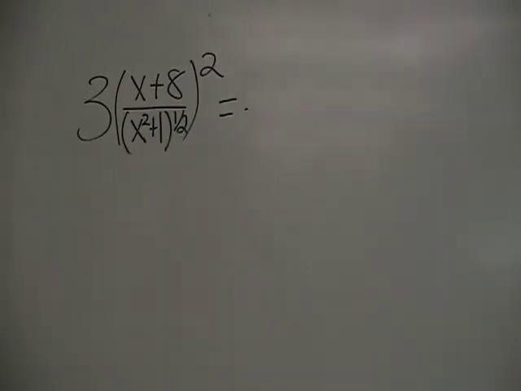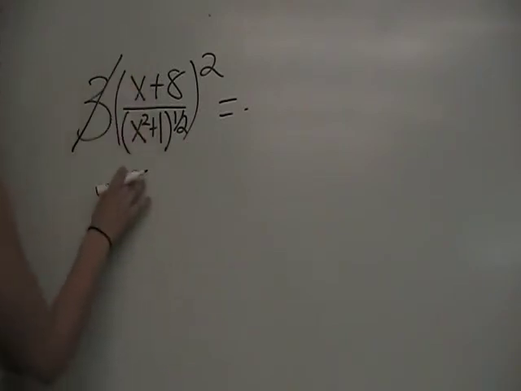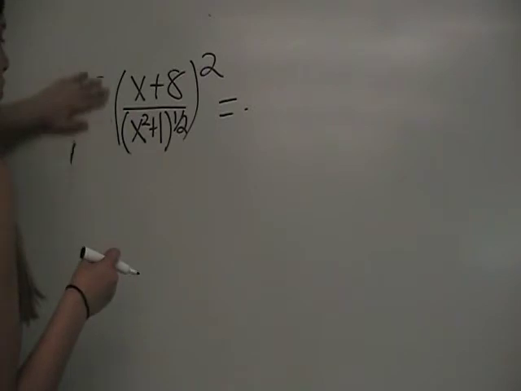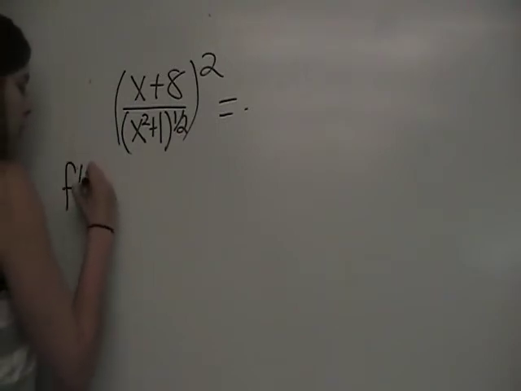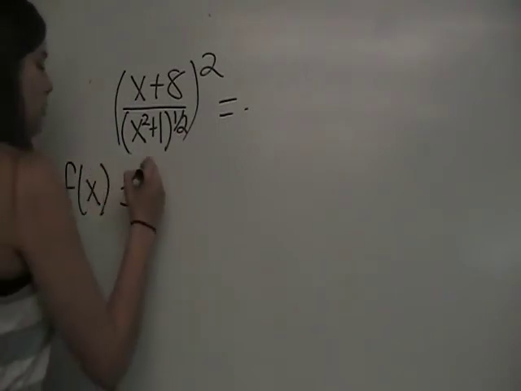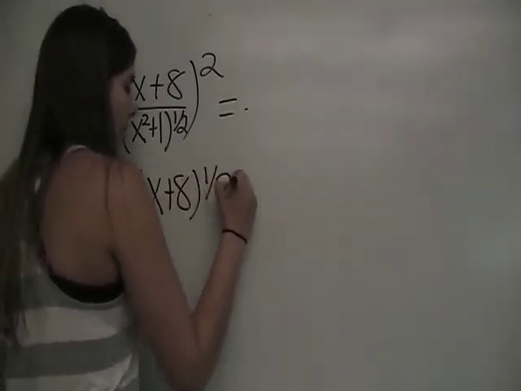With the quotient rule in mind, we're now going to find what f of x is, g of x, the derivative of g of x, and the derivative of f of x. So if we were to take the derivative of this entire equation, the 3 would actually be taken out. So now we're just left with x plus 8 over x squared plus 1 to the 1/2, squared. So with that in mind, we're going to find f of x first. So it's actually going to be equal to x plus 8 to the 1/2.